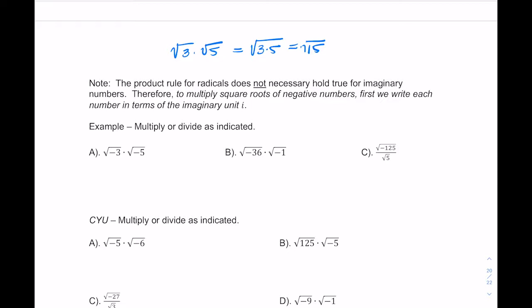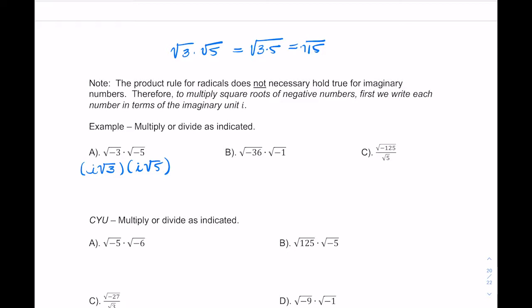So what we're going to do is first write each number in terms of i. So we're going to do what we did in the last example. I'm going to take the square root of negative 3, and we know that would turn into i root 3. And the square root of negative 5 would be i root 5. And now I can multiply.